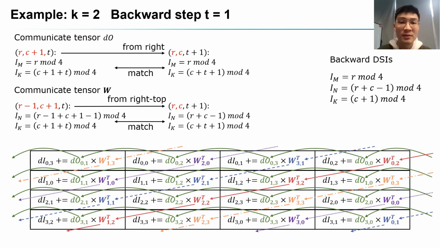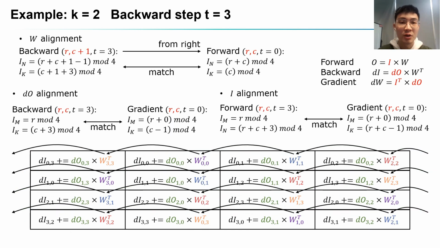Backward step 1, 2 follow the same scheme as backward step 0. The situation for the last step of backward is kind of special. After completing training a batch, the tensor W should revert to its initial distribution in the first step of forward. We adjust W distribution in the last step of backward.